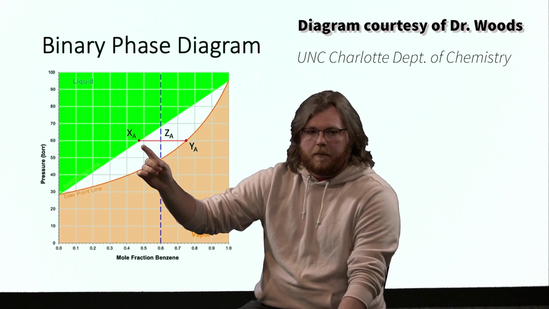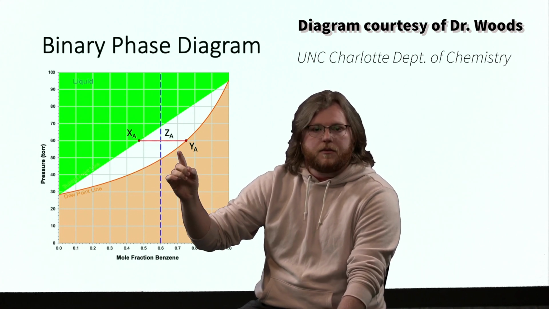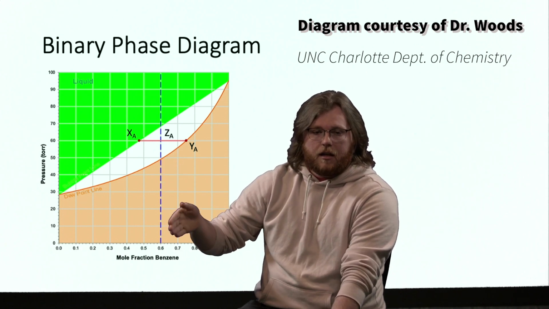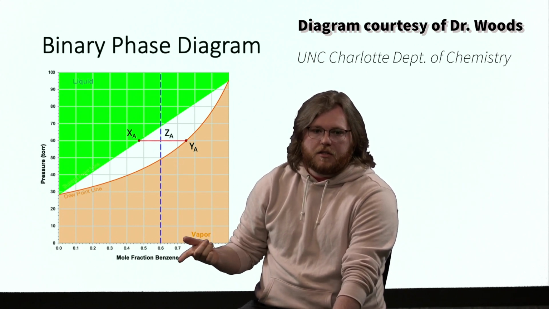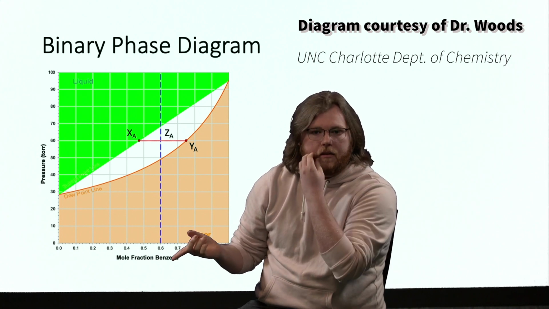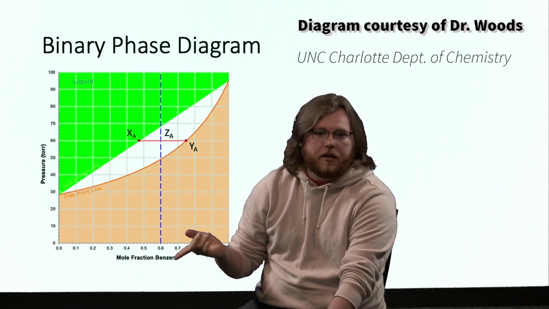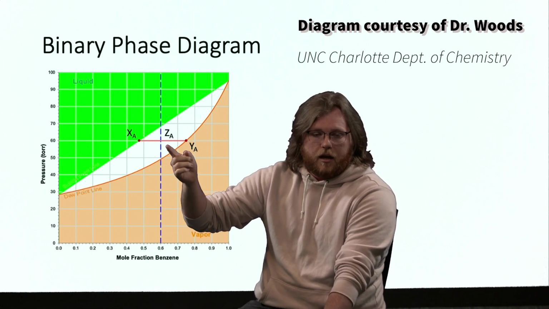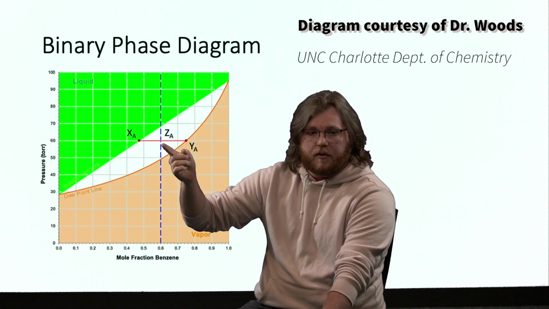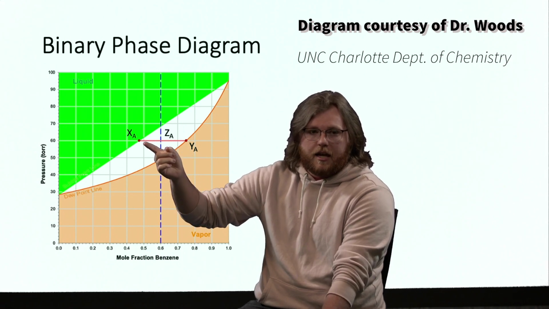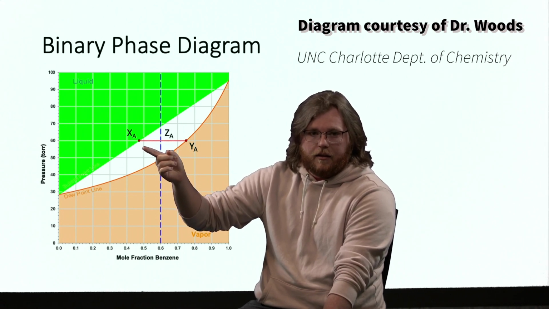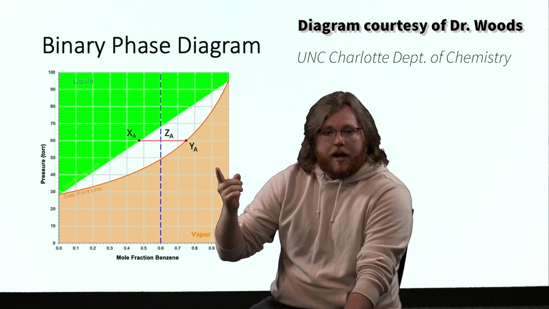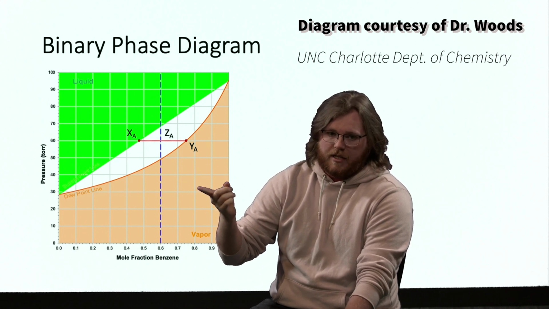So XA represents, or I should start with ZA. ZA is the mole fraction of benzene in this solution. So for this graph particularly, it's just 0.6. So the solution itself is about 60% benzene per mole. From this, at this specific temperature and pressure, we can see that in the liquid phase, our XA represents the amount of liquid that is benzene. And then our YA represents the amount of gas that is benzene.